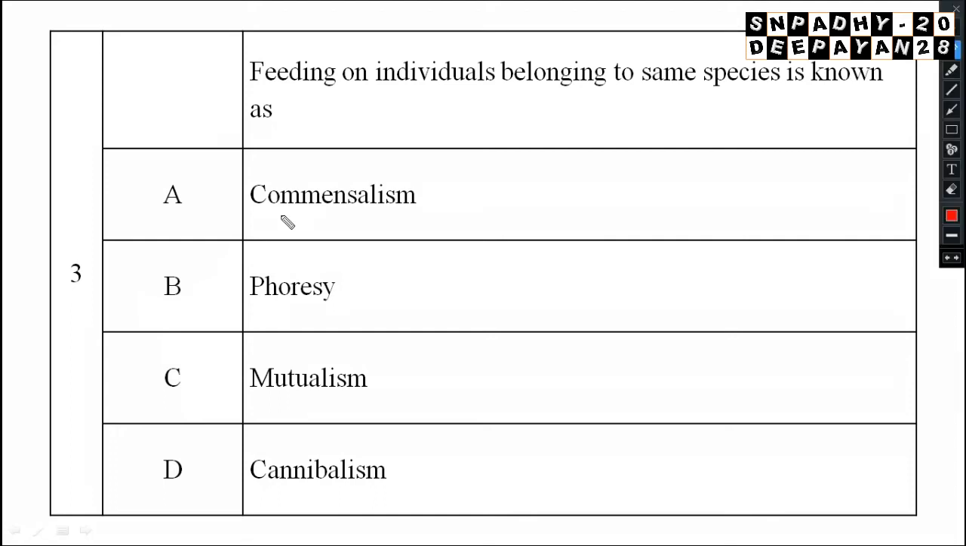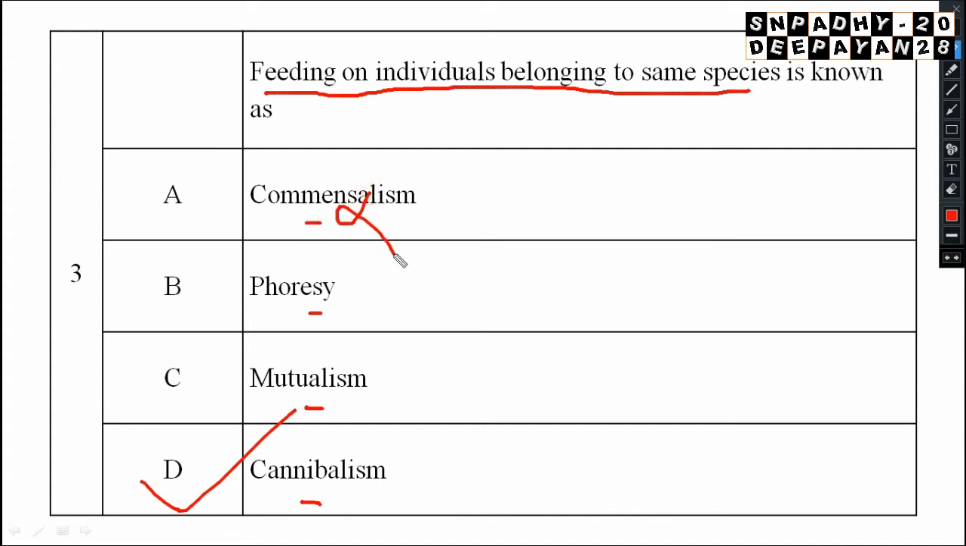Coming to the next question, this is a terminology. Feeding on individuals belonging to the same species. That means Helicoverpa armigera feeding on Helicoverpa armigera, praying mantids feeding on praying mantids. So the term is known as what? Options are commensalism, phoresy, mutualism, and cannibalism. So which one is the answer? That is your cannibalism. Don't confuse it with commensalism. That is your cannibalism.